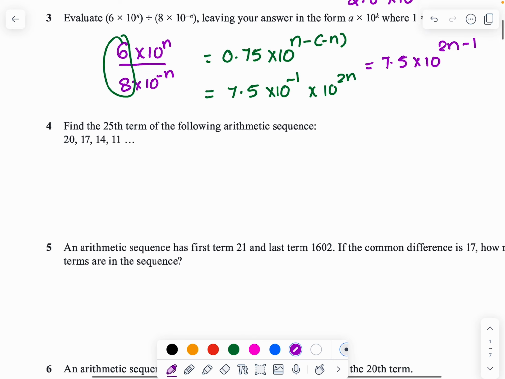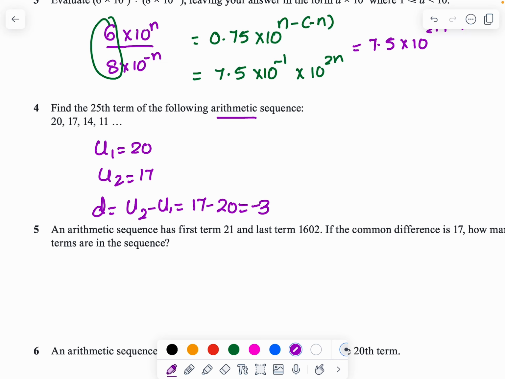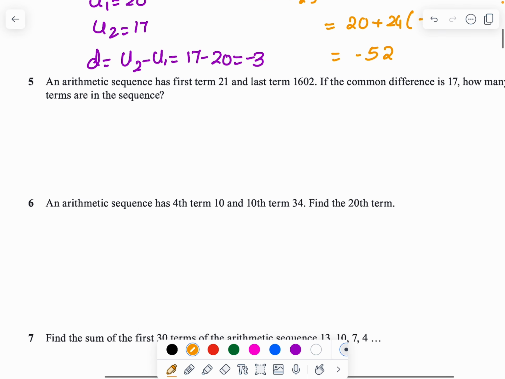That's the answer. Question number 4. Find the 25th term of the following sequence. We know that U1 is 20, an arithmetic sequence, and U2 is 17. So the common difference is U2 minus U1, which is 17 minus 20, which is negative 3. What is being asked? U25. U25 is U1 plus 24d, which is 20 plus 24 times negative 3. When you do it by calculator, you should get negative 52.